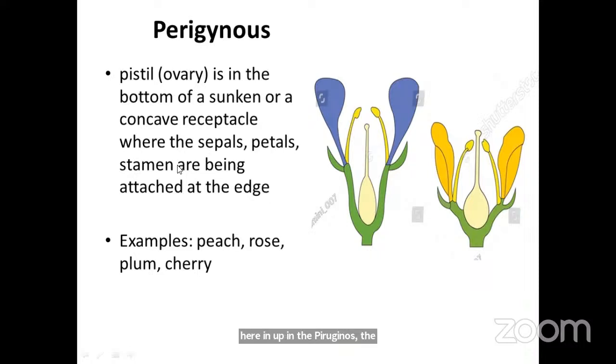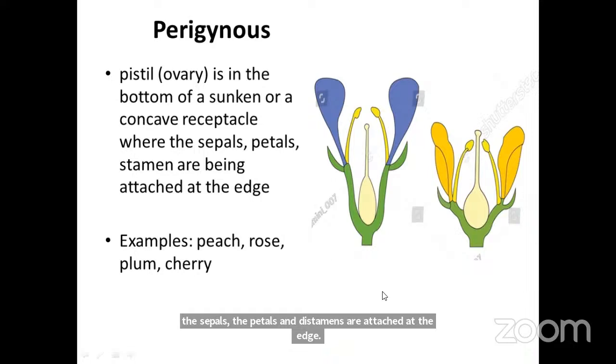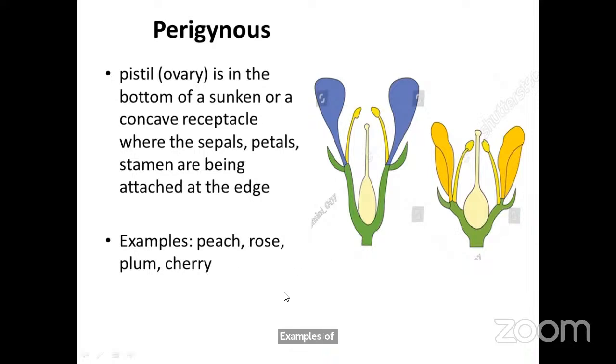It is located within a concave receptacle, and the sepals, the petals, and the stamens are attached at the edge. Examples of plants having perigynous attachment would include rose, plum, and cherry.